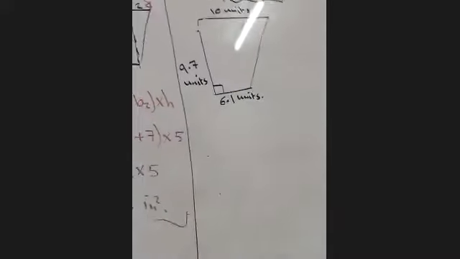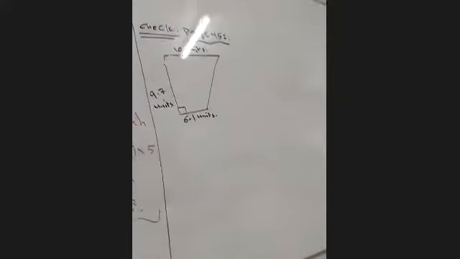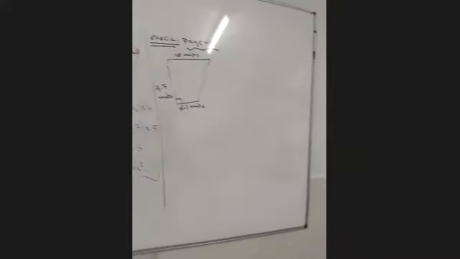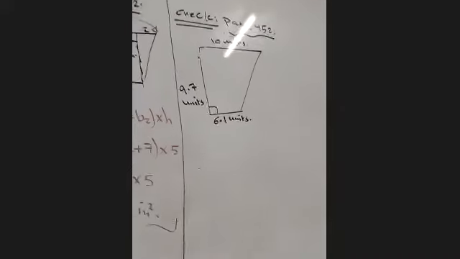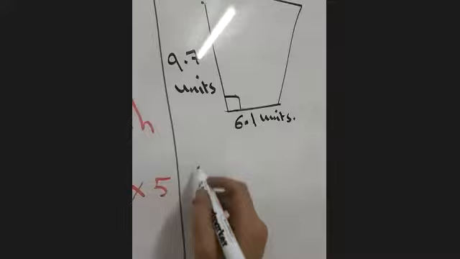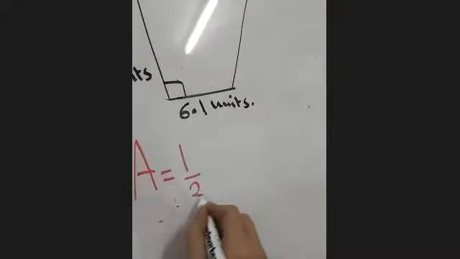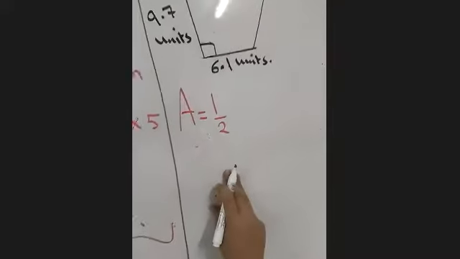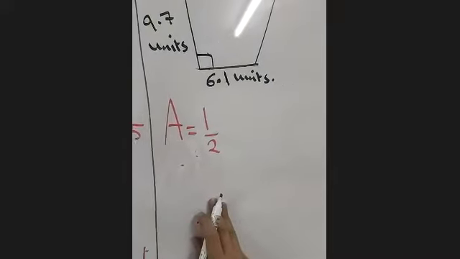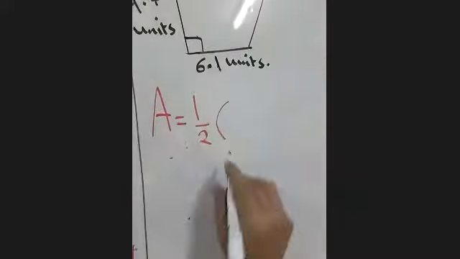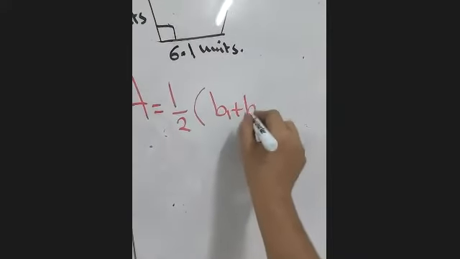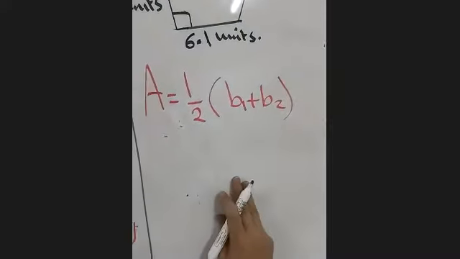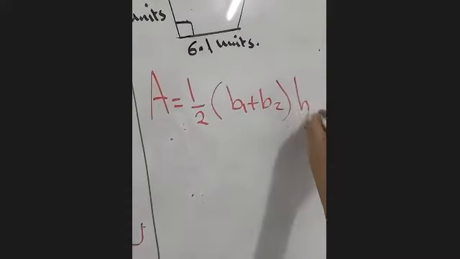So what will I do now? We will write the formula. What's the formula? A equals 1/2, parentheses, base one plus base two, close the parentheses, multiply the height.